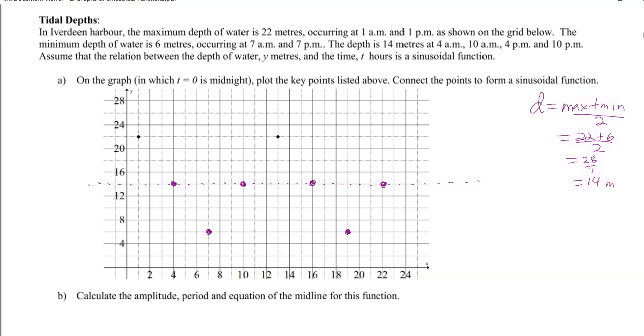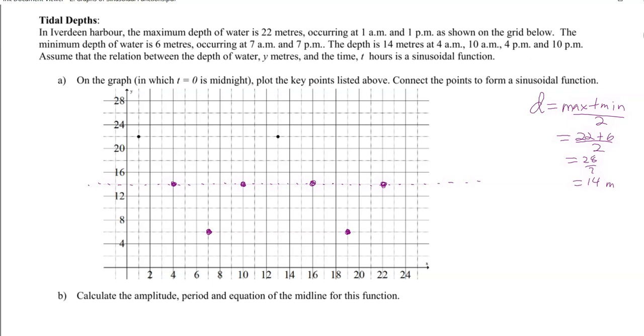Right? So they didn't really have to tell us that 14 meters, well, they didn't have to give us anything about 14 meters. As soon as we had the max and the min, we can actually generate those points, right? So we'll see how we could have just put those points down by using what we know about a sinusoidal function. And it says, calculate the amplitude, period, and equation of the midline. Okay, boom. So we've got the equation of the midline because they gave us the max and the min.